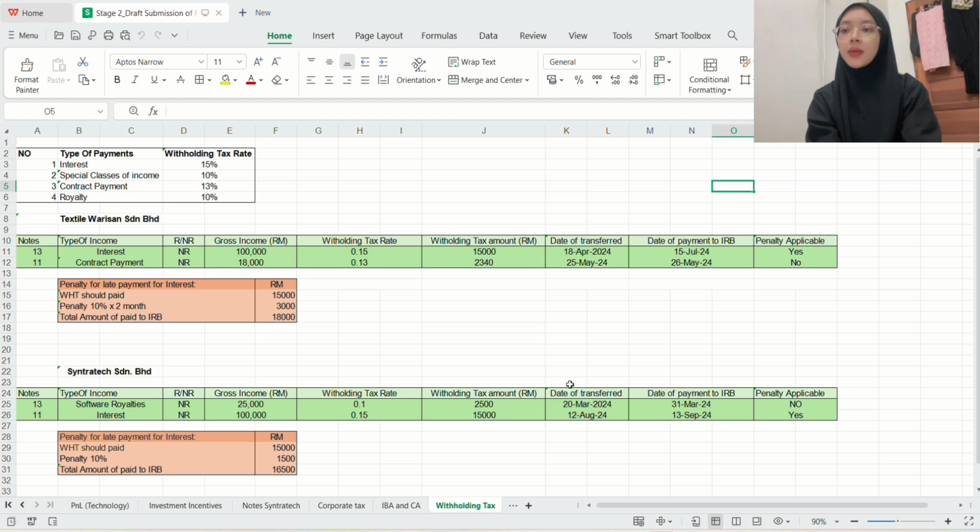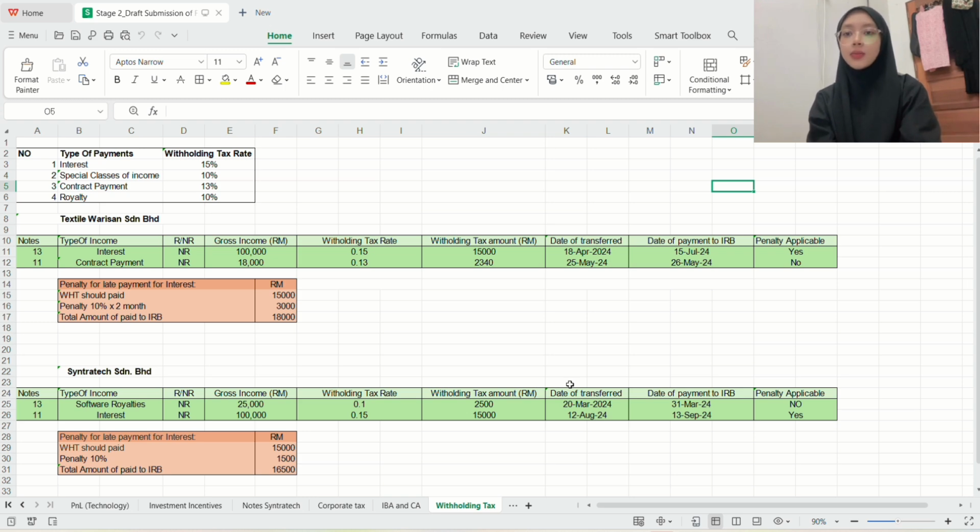The second one is contract payment. The gross income for contract payment is 10,000, while the withholding tax rate applied is 13%. So we will get 2,340 for withholding tax amount of contract payment. The date of transfer is 25 May 2024 and the date of payment to IRB is 26 May 2024.